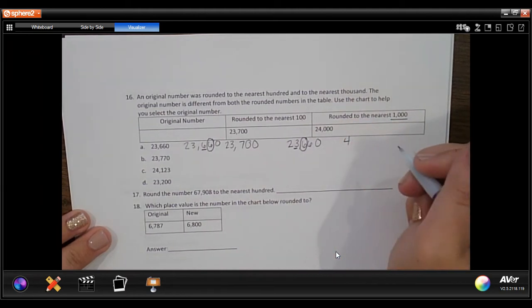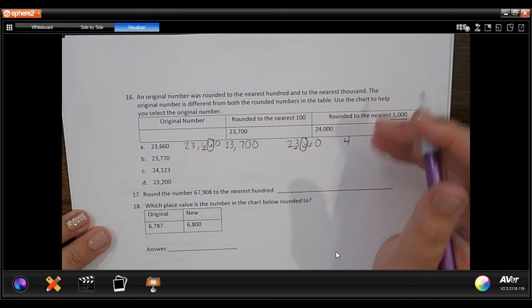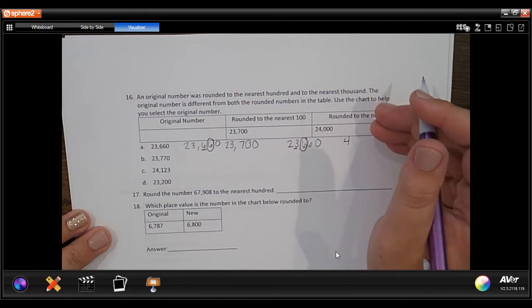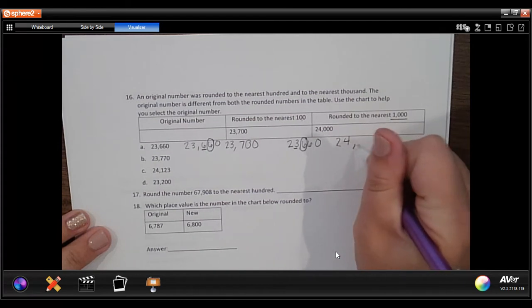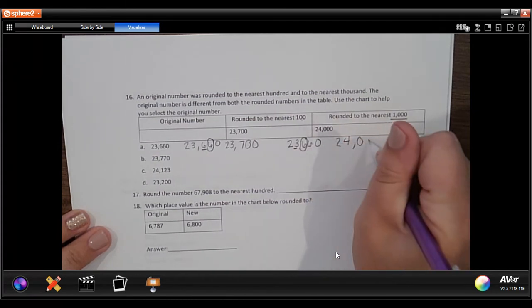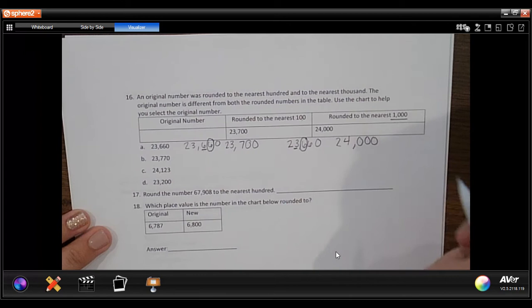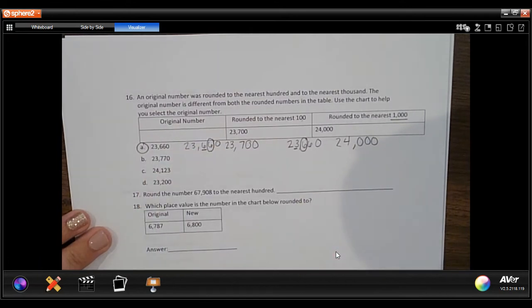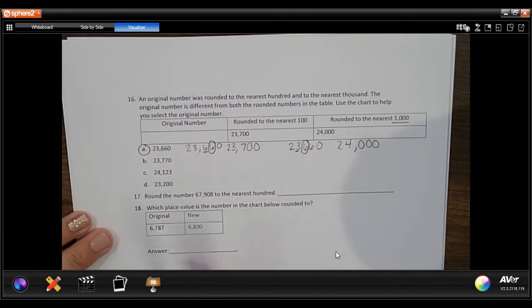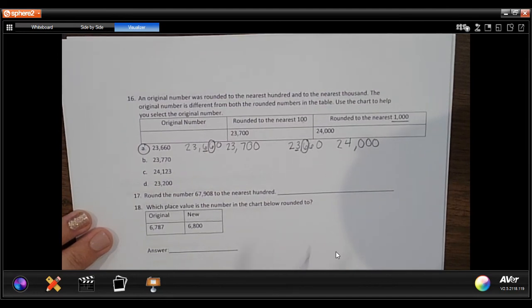When I say it climbs the vine, it increases by 1 or it rounds up to the next closest thousand. The 2, because it's a digit to the left, will stay the same. And the one that we circle, and all of the digits to the right, become zeros. This one also rounded to 24,000. So this is my answer. If I wasn't certain, I would go through the rest of them, but for time's sake, I'm going to move on to the next one.